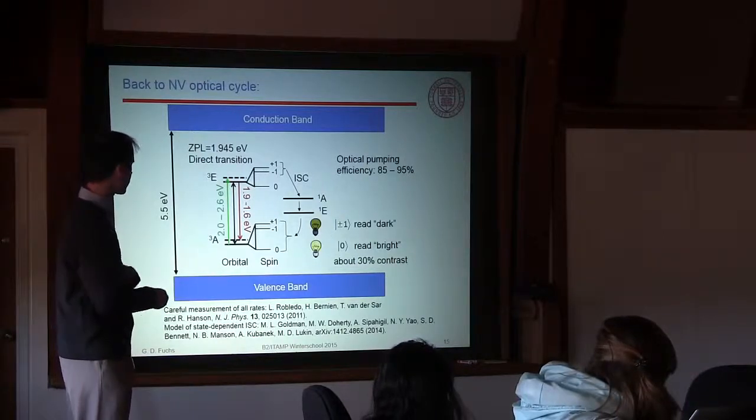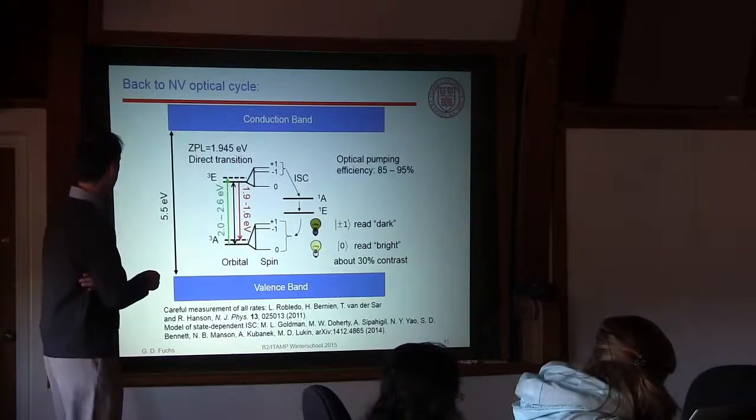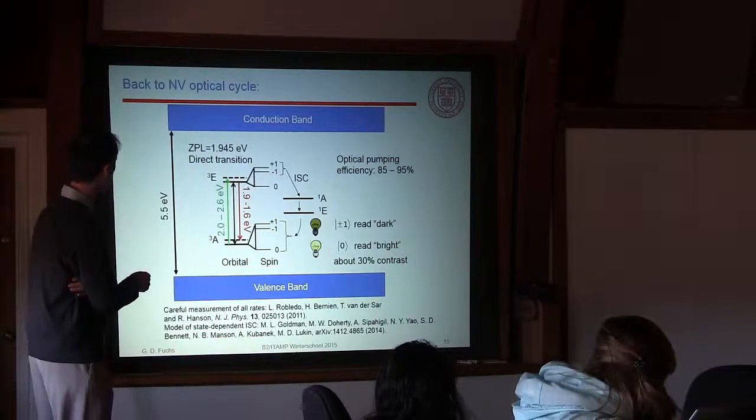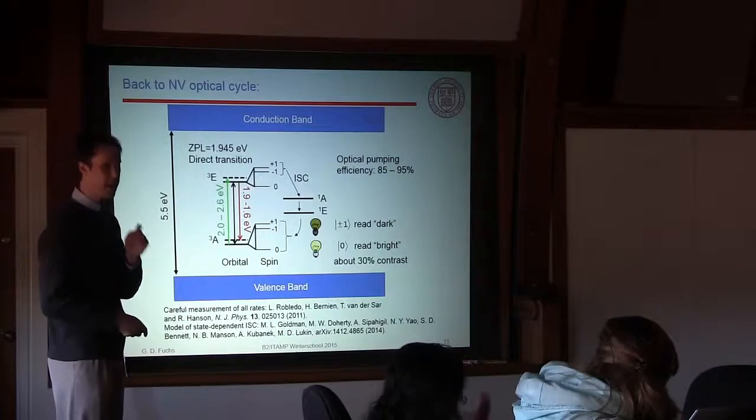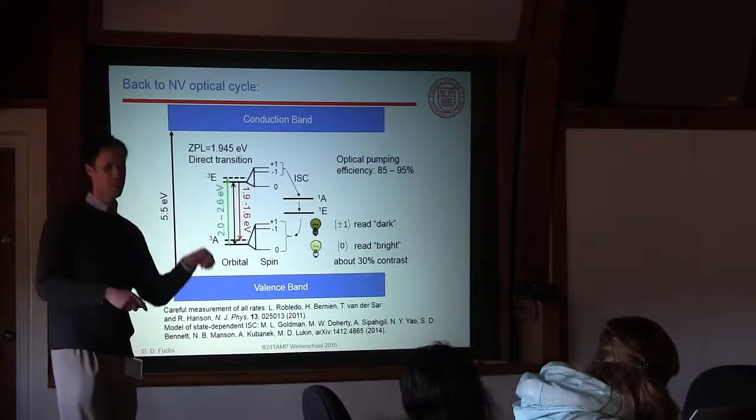This is a point I want to make before I go further. This is effectively the room temperature optical cycle of an NV center, and it's very important to distinguish between the room temperature and the low temperature.